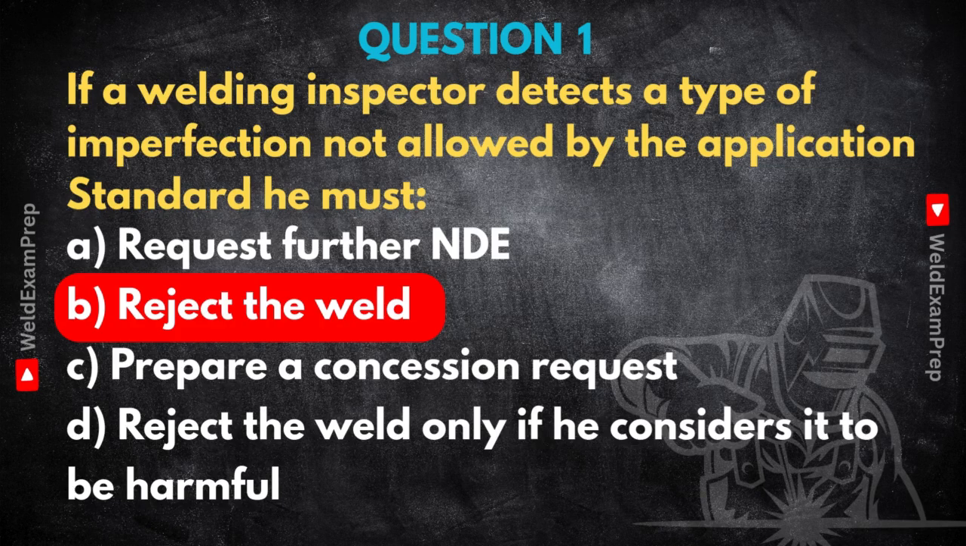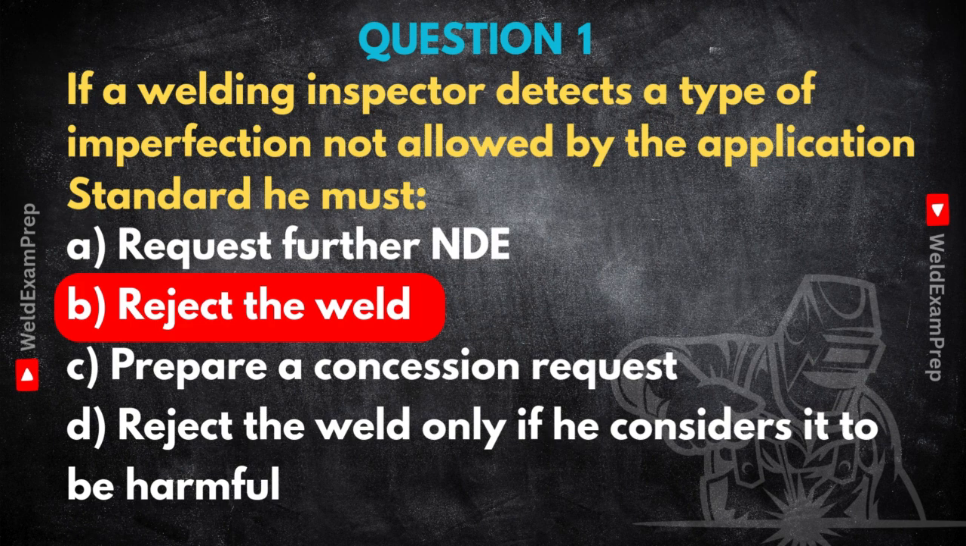This is a common mistake people make. Concession requests are a thing, yes, but they come later, and they're not started by the inspector. Your job is to find the non-conformance. It's the fabricator, maybe the client, who then decides if they want to ask for a concession. Not your call. Okay, so the inspector reports the finding, and then others decide on concessions.